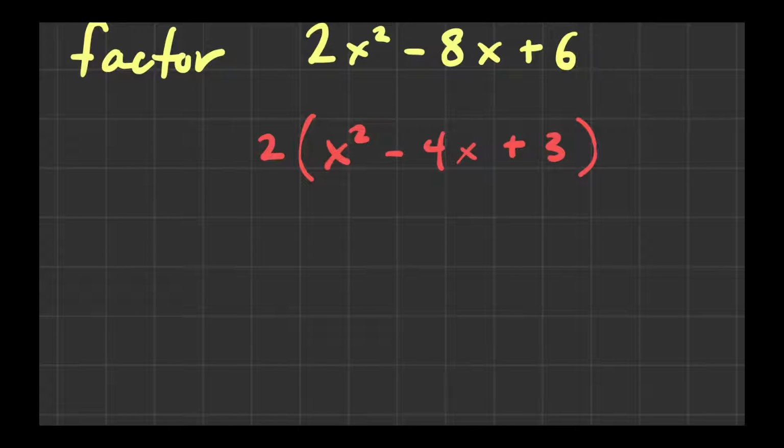Negative 4 and positive 1. I think that would be the other way around. Say that one more time. So 4 and negative 1. Is it true that 4 times negative 1 is equal to 3? Remember, they have to multiply together to get 3 and add together to get negative 4. So let's think about some of the factors of 3. 3 is a prime number, so it's got to be 1 and 3.